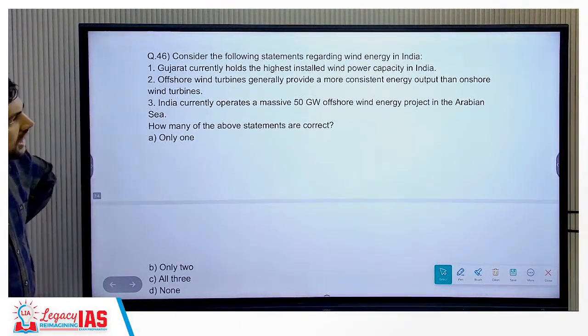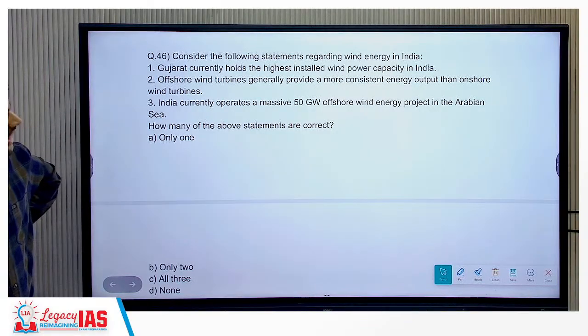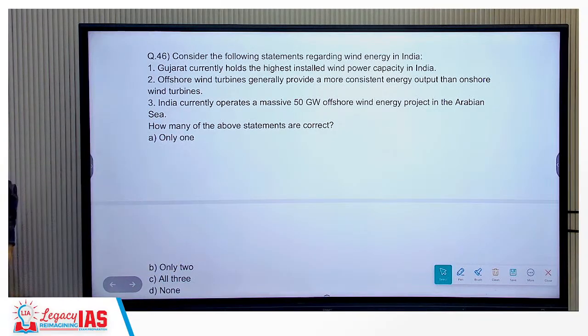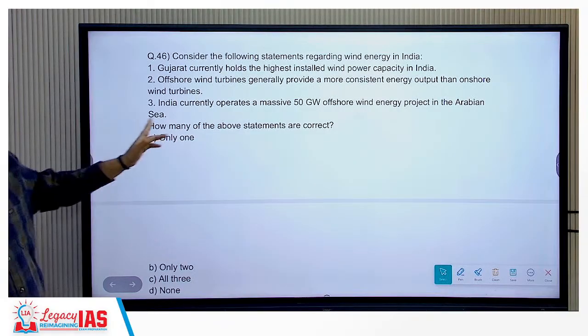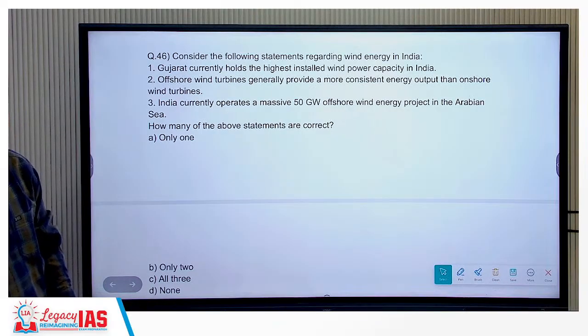Gujarat currently holds the highest installed wind power capacity in India. Yes, correct. I think some time ago they surpassed Tamil Nadu. Okay, so this is the highest. Then offshore wind turbines generally provide a more consistent power. We have seen this. Then India currently operates a massive 50 gigawatt offshore wind energy project.